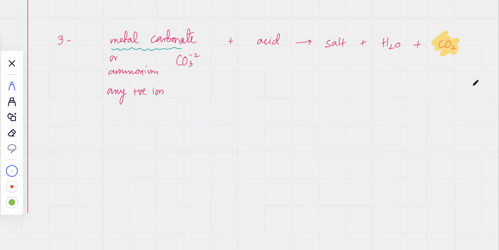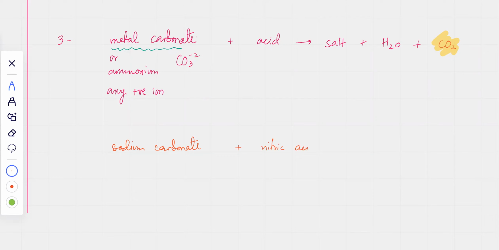So let's start with a carbonate. Let's call it sodium carbonate. Remember, a carbonate ion would not exist alone. There's going to be a metal, a positive ion, or an ammonium ion. Any positive metal ion would be next to it. So sodium carbonate with an acid. Let's call it nitric acid.